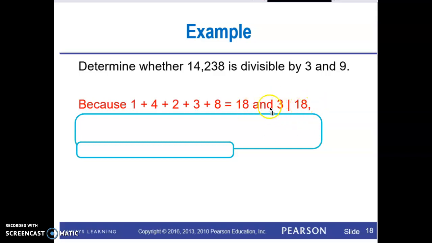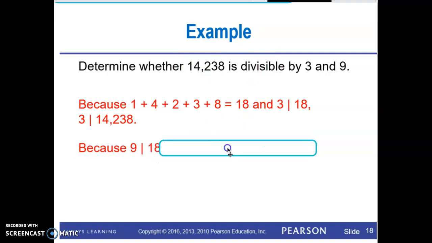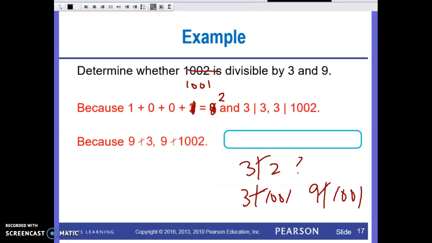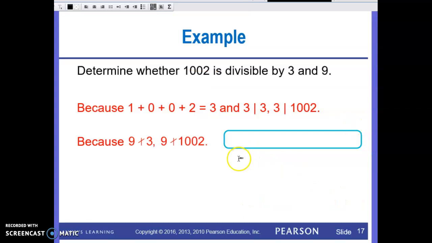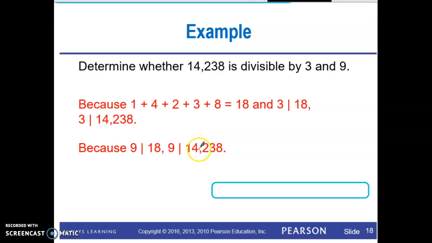So because this is true, I know that 3 will divide my original number. Okay, how about 9? The sum is 18. Does 9 divide 18? Yes. 9 goes into 18 twice with a remainder of 0. Therefore, 9 divides 14,238. So in the last example, 3 was a yes and 9 was a no. In this case, 3 was a yes and 9 was a yes. So sometimes they will both be yeses. Sometimes the first one will be a yes and the second one will be a no. But remember, if the first one is no, every multiple of that number is automatically a no.